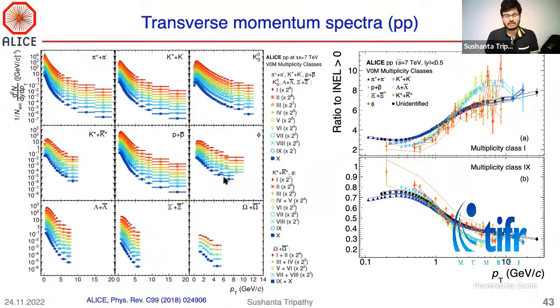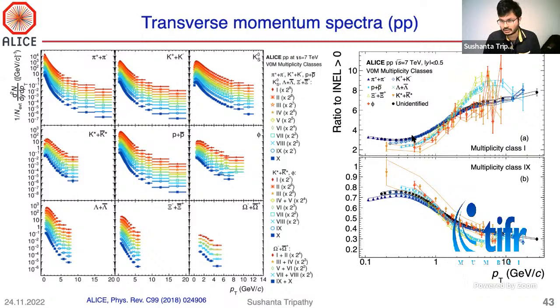When one takes the ratio to the INEL greater than 0 events, which are pretty much similar to the minimum bias events, except that we are only looking at events which have at least one charged particle, you can see the ratio is taken for two different multiplicity classes. Multiplicity class 1 is high multiplicity, and class 9 is basically the low multiplicity class. This plot is a function of pT.